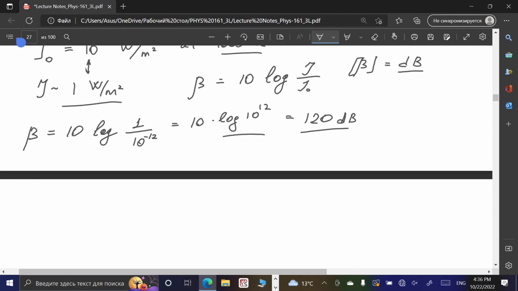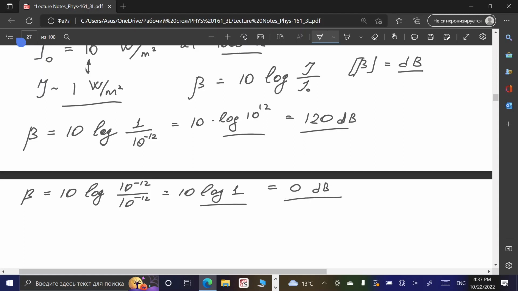So if, for instance, we deal with the absolute minimum of what we can hear, it will be 10 times decimal log of 10 to minus 12 over 10 to minus 12. It will be 10 decimal log of unity, and decimal log of unity is 0, so we get 0 decibels.